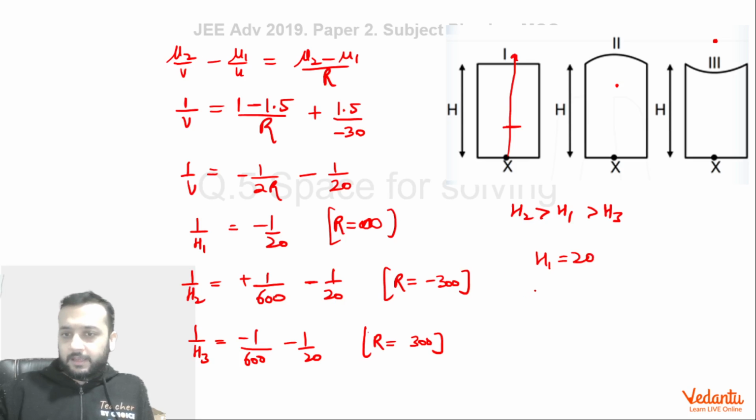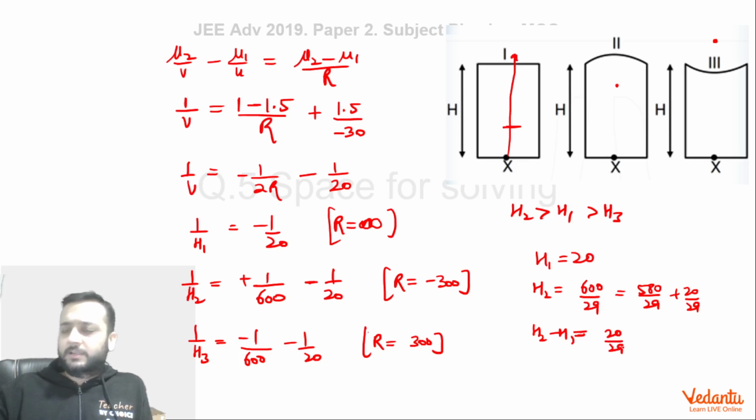If you talk about H2, so H2 is how much? This will be 30 by 600. So we can say that minus 29 by 600, or 600 by 29. Okay, I'm skipping the minus sign now. So if you see this carefully, we can write this as 580 by 29 plus 20 by 29. So if you take H2 minus H1, this will become 20 by 29.